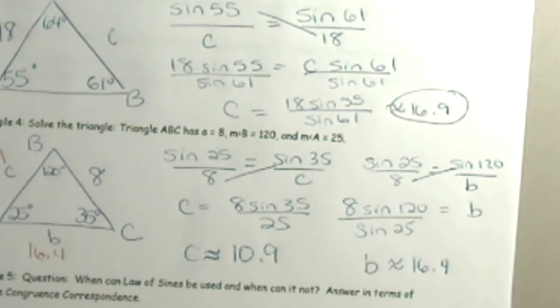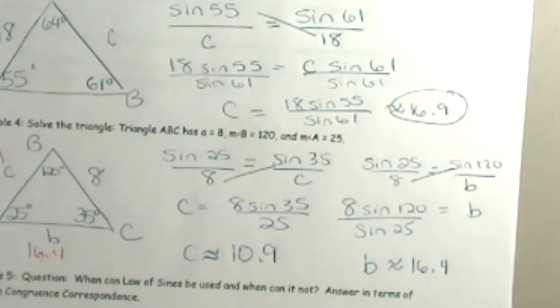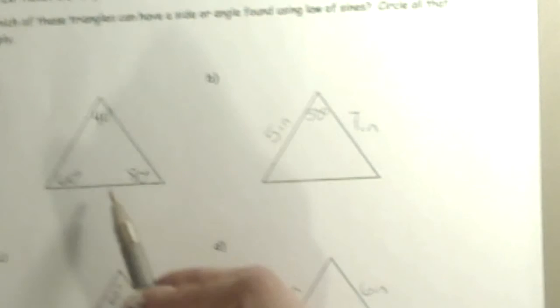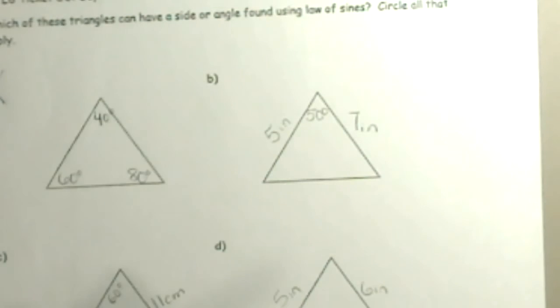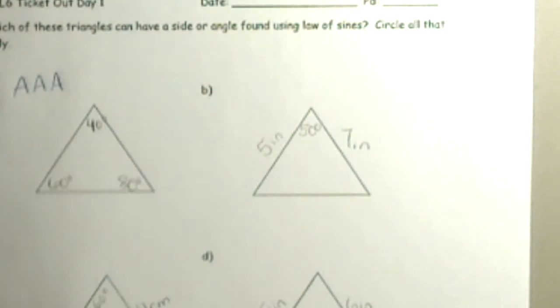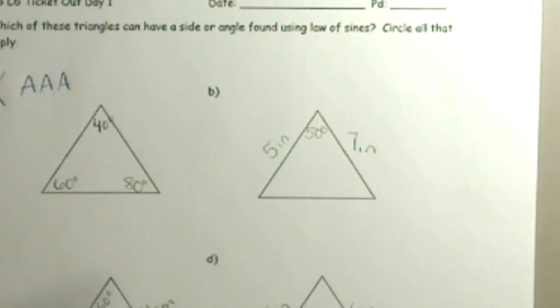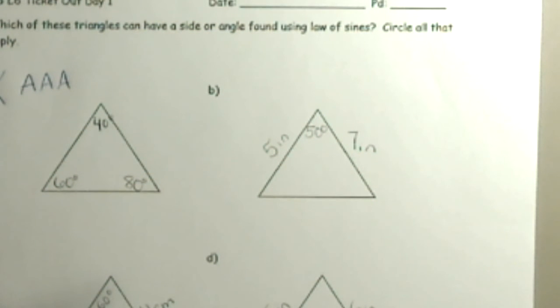Now, yesterday in class, after we learned the law of sines, I gave you all a simple ticket out where you were to label which triangles could be solved by the law of sines and which could not. We did not choose A because it's angle, angle, angle, which is not a triangle congruence criteria. It is only similarity criteria. Therefore, you can't solve for anything because the lengths of the sides could be infinitely many correct possibilities.